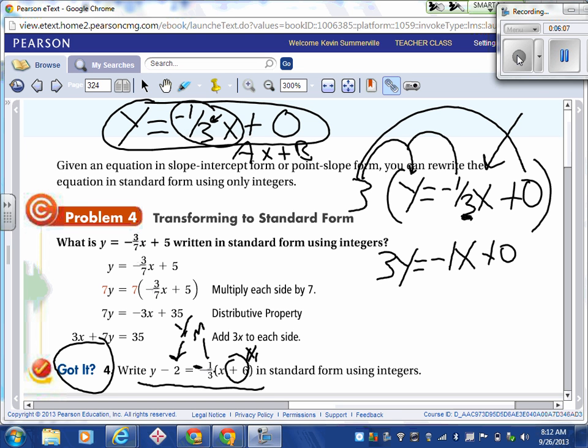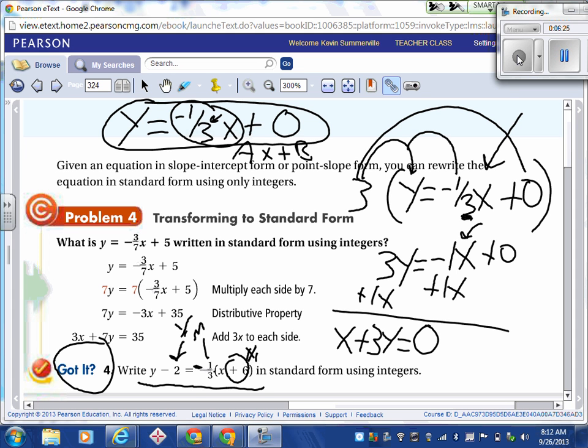And the last thing I've got to do is move this negative 1x to the other side. So I need to add 1x to both sides. And I just get x plus 3y equals 0. I can't add these two together because one's a y and one's an x. So they're just separated. So it's x plus 3y equals 0.